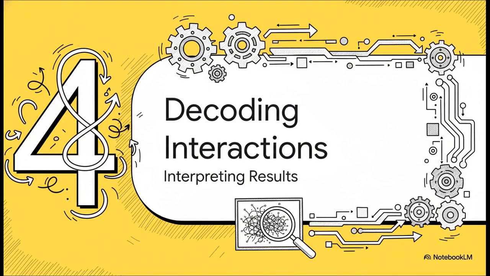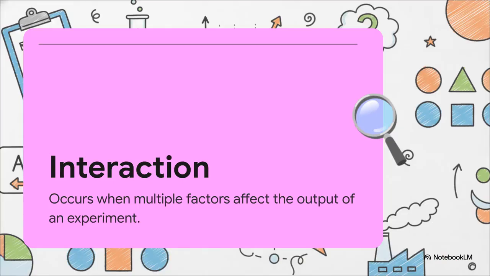So, we've designed the experiment, we've protected it from noise. Now comes the payoff, making sense of the data. This is where we move beyond simple one cause, one effect thinking and start to decode the complex, fascinating ways that factors work together. Honestly, the most powerful insight you can get from a designed experiment is often the interaction. This is when the whole is totally different than the sum of its parts.